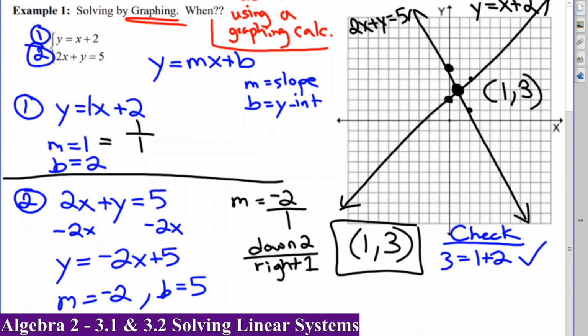Let's double check to see if it works for the second one. 2 times 1 plus 3 equals 5. 2 plus 3 equals 5? Yep, it works for that one as well. So 1, 3 is our solution to this system. And that's how we solve by graphing. But like I said, it's not always going to be the best route.